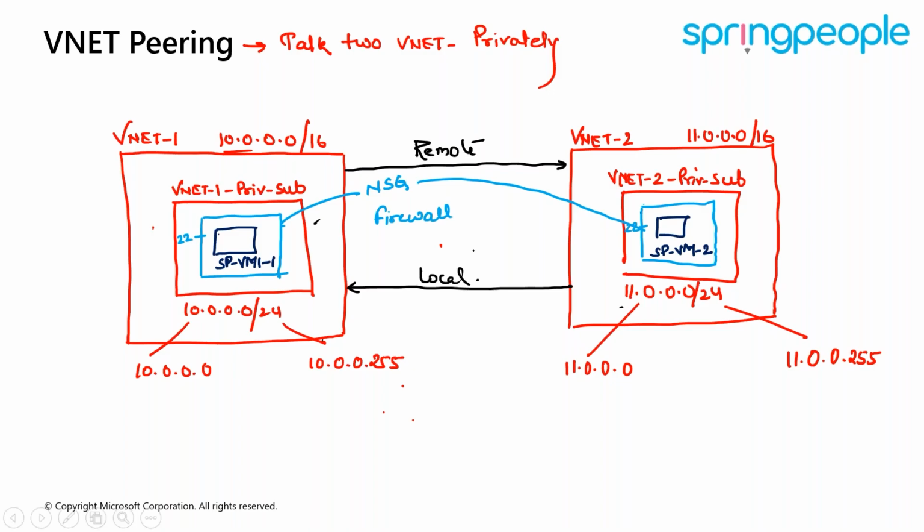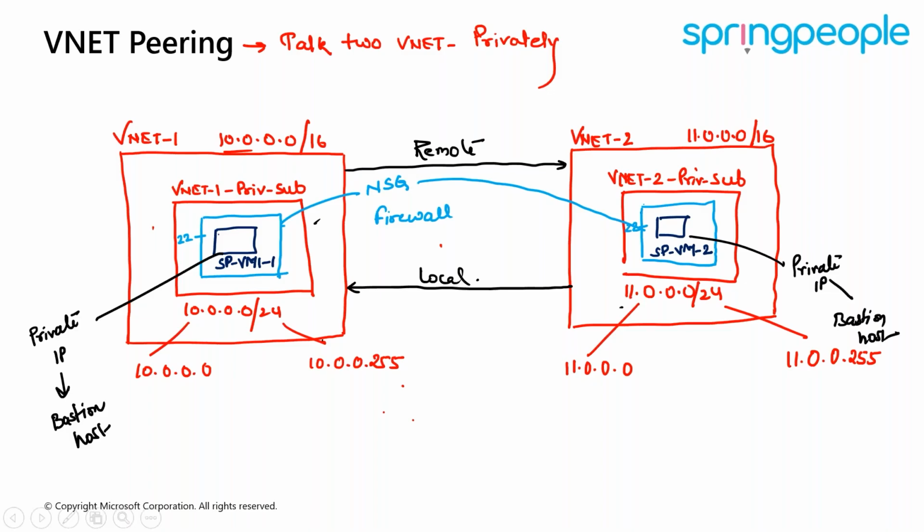Done. Going next. Now the big problem of these servers is they have only private IP. So in order to connect with a private IP, I need a Bastion host, which I'm in the process of creating, and let's see what is the condition.